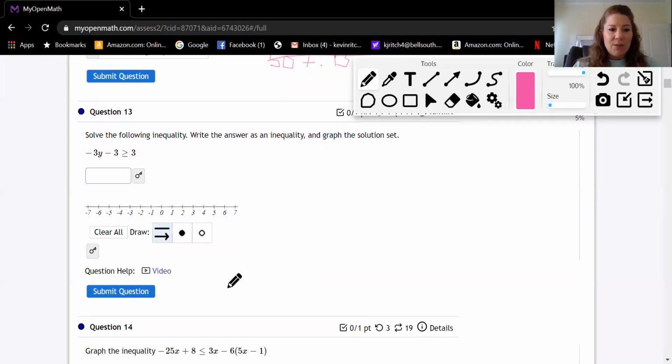Number 13 is to solve the following inequality. Write the answer as an inequality and graph the solution set. So we want y by itself. So we're going to add 3 to both sides first. So then we have negative 3y is greater than or equal to, well, 3 plus 3 is 6. So then when I divide by a negative number, y'all remember what happens to the inequality? We flip it. So 6 divided by negative 3 is negative 2.